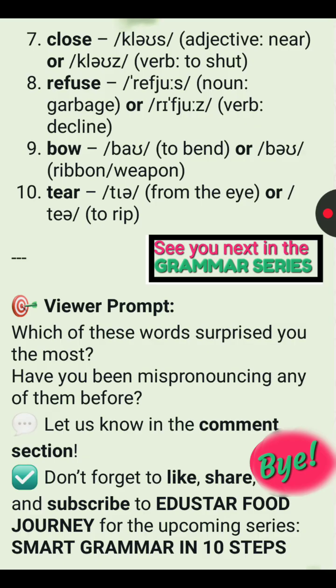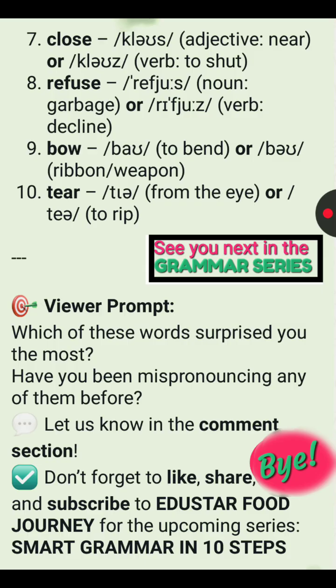Number 8, refuse or refuse. We have the spelling as R-E-F-U-S-E, but the pronunciations differ. For the noun refuse, we have r sound, short E sound, f sound, long U sound, and S sound to give refuse, meaning garbage. Or refuse for the verb, meaning to decline, transcribed as r sound, short E sound, f sound, long U sound, and Z sound.